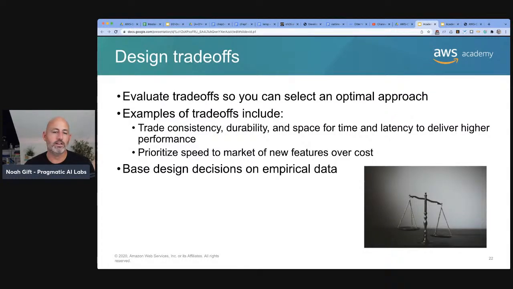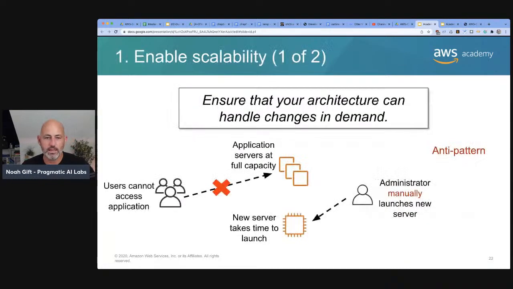There is a design trade-off. And the idea here is that you evaluate a trade-off so you can select an optimal approach. You have trade-offs that include consistency, durability, space, latency. You prioritize speed to market. You base design decisions on empirical data.